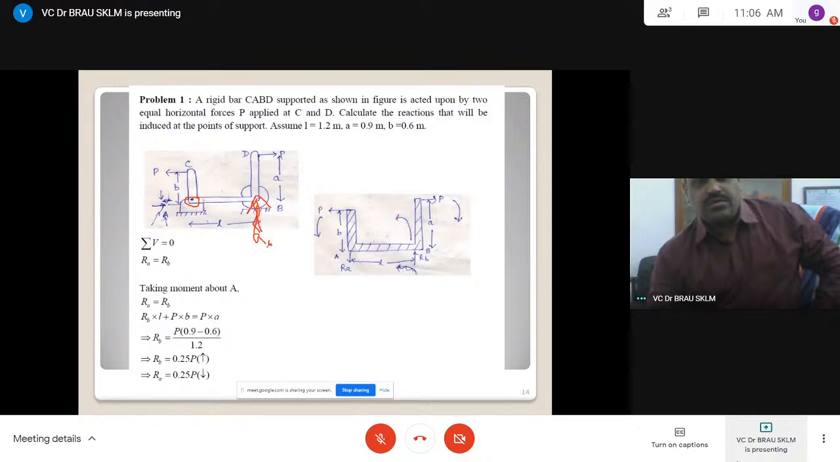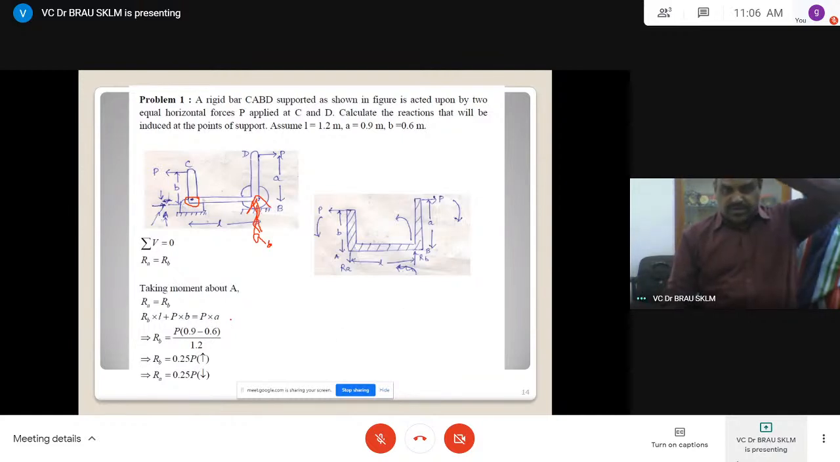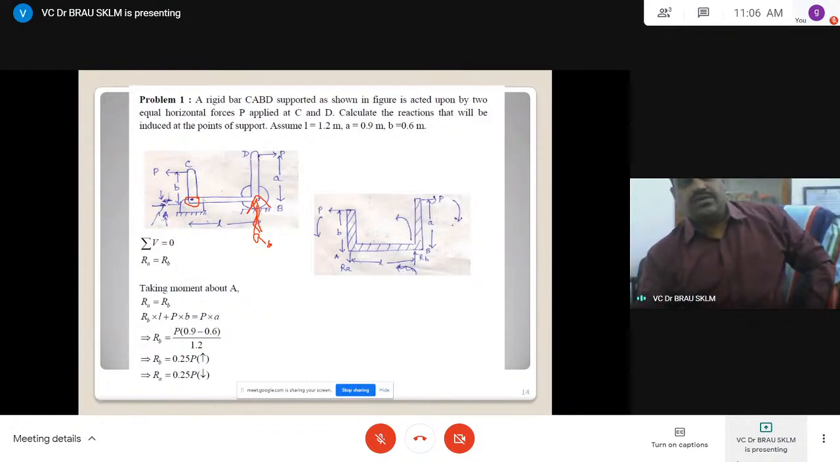RB into L is equal to P into B, which is P cross A. From that find out RB. Once we know RB, you can find out RA. Here we can see the moment about this point. This is given A and B.